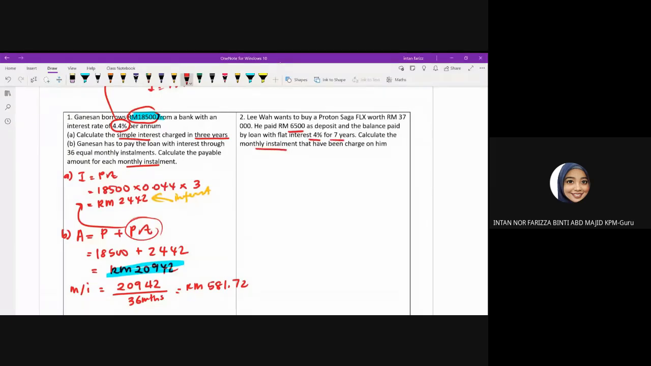See? For monthly installment, you can straight away remember to use what? A = P + PRT. So what is the P? P is the amount of money that he borrowed.